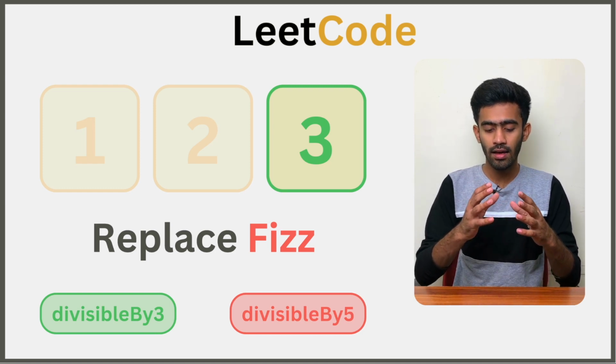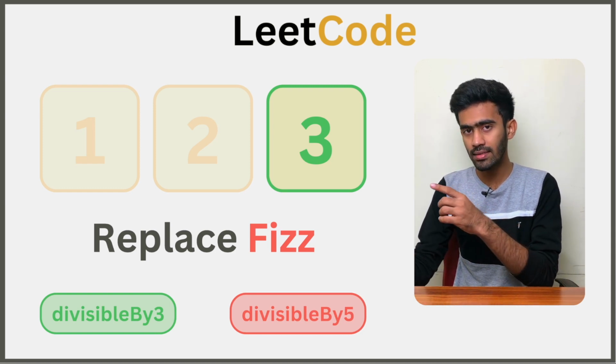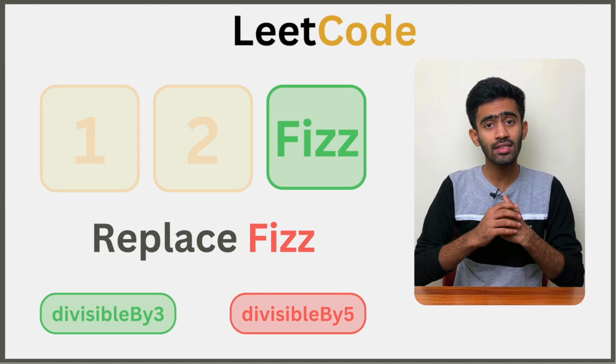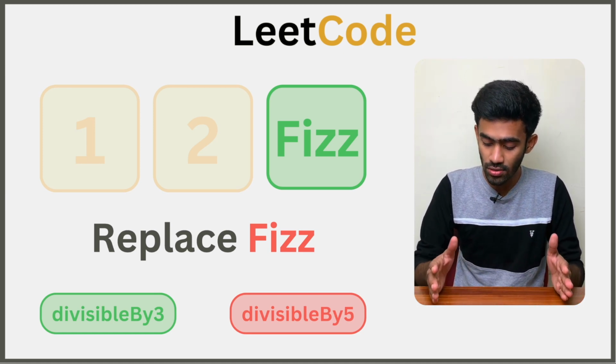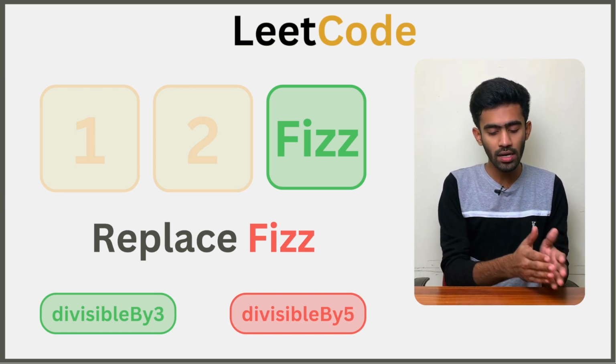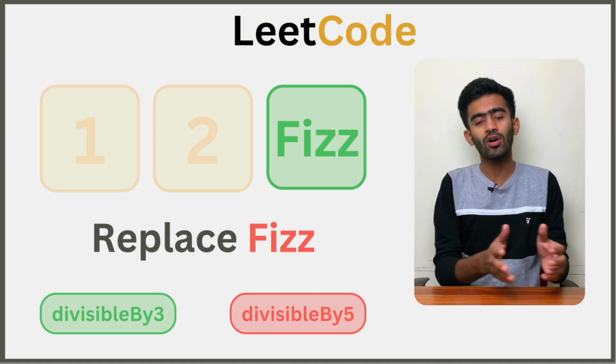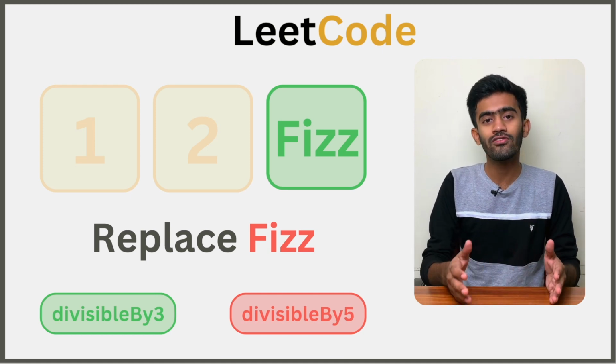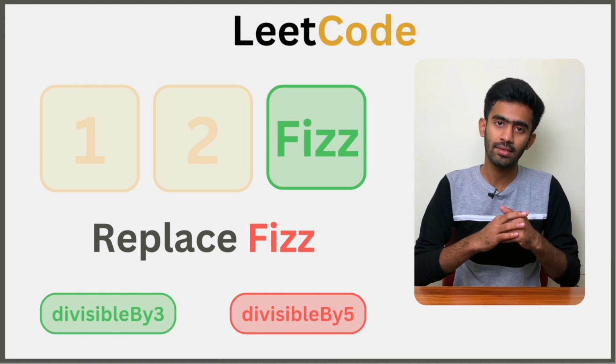That is the string that we are going to replace this 3 with. So this will become the list. So the answer to this question will become 1, 2, Fizz. Because all the iterations are over, 1, 2, Fizz will become our answer.